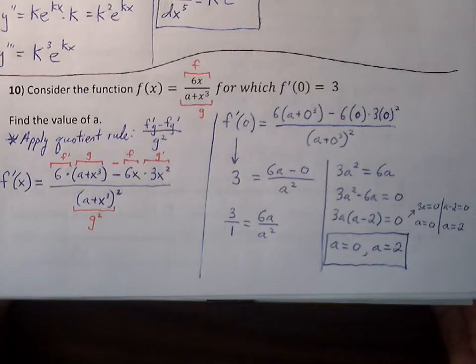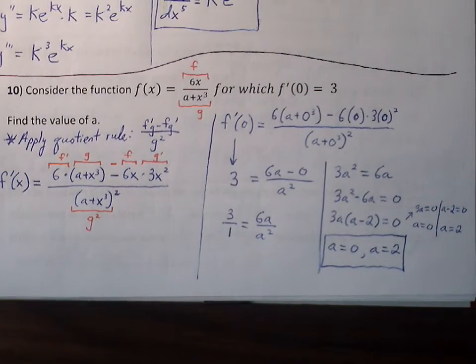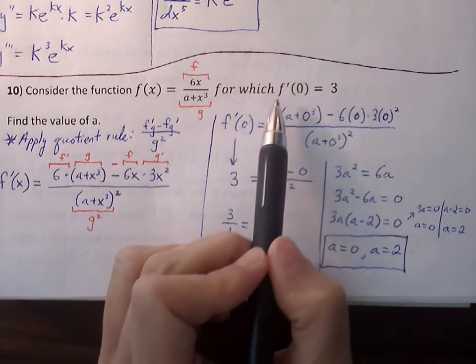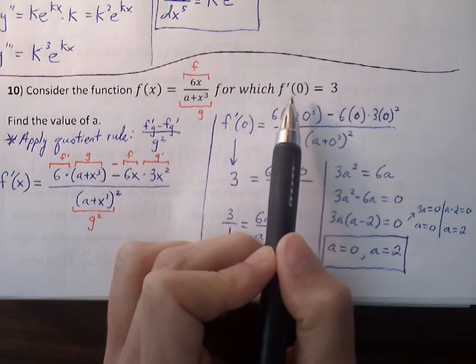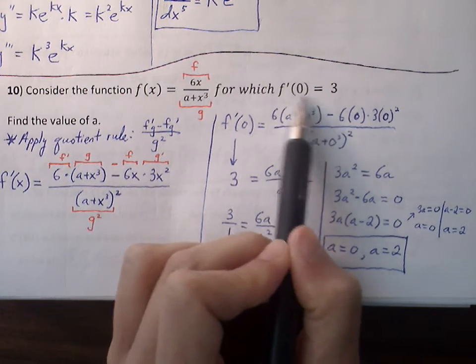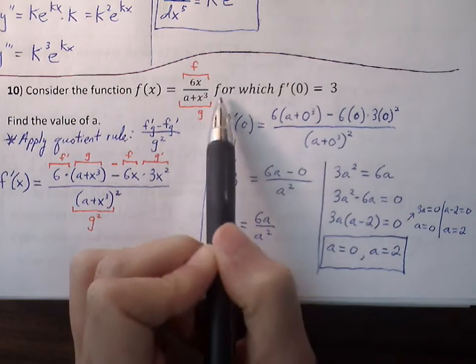Number 10, consider our function f(x) = 6x over a plus x cubed. Find the value of a given that f prime of 0 is equal to 3. So if we can find the derivative, then we can use this to plug in for x and y, and then we can solve for a.